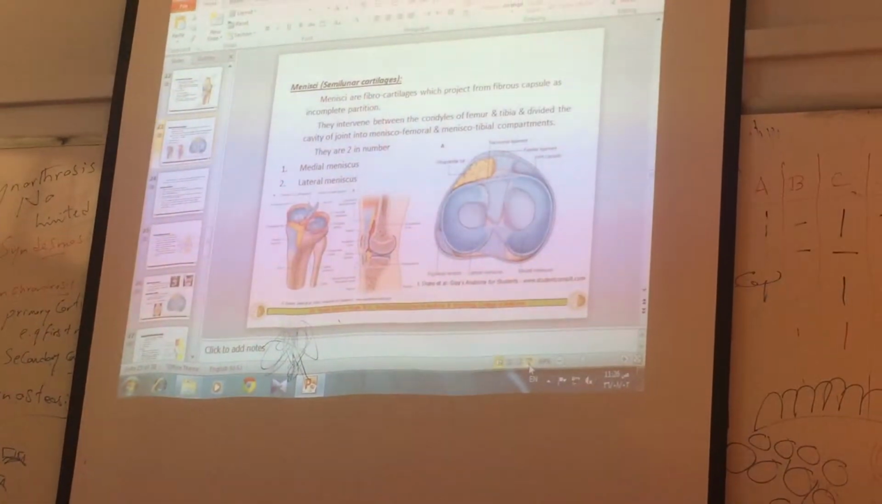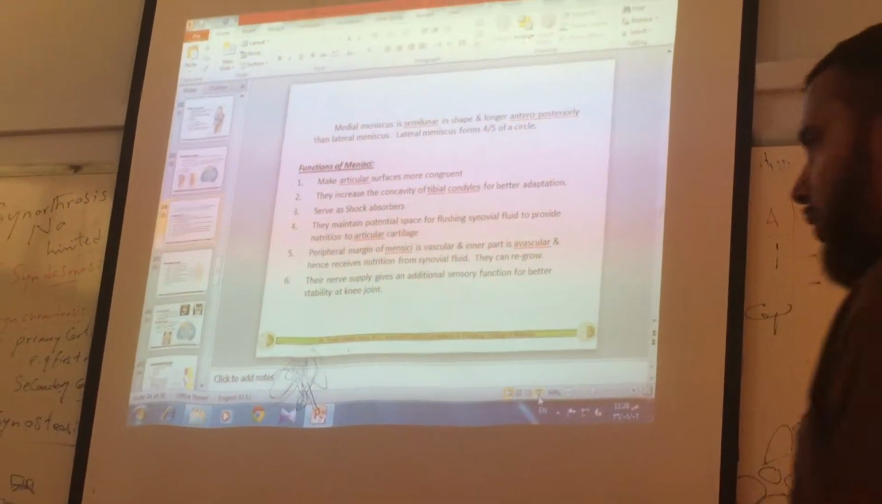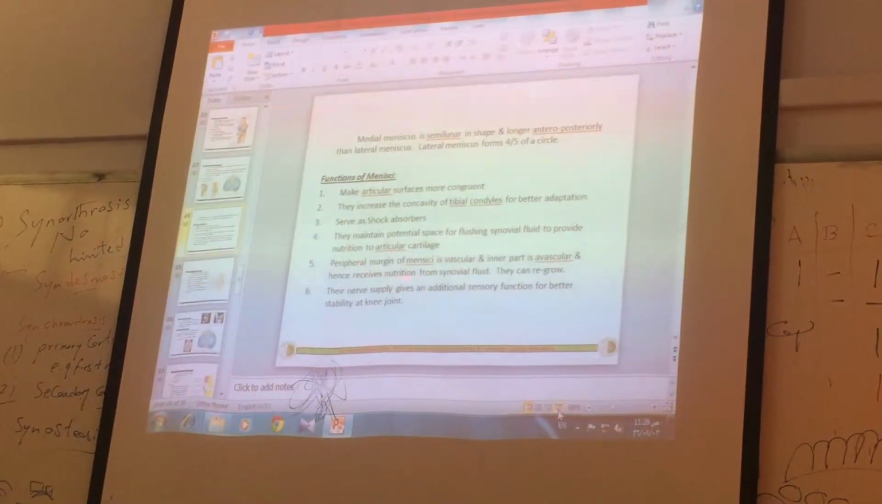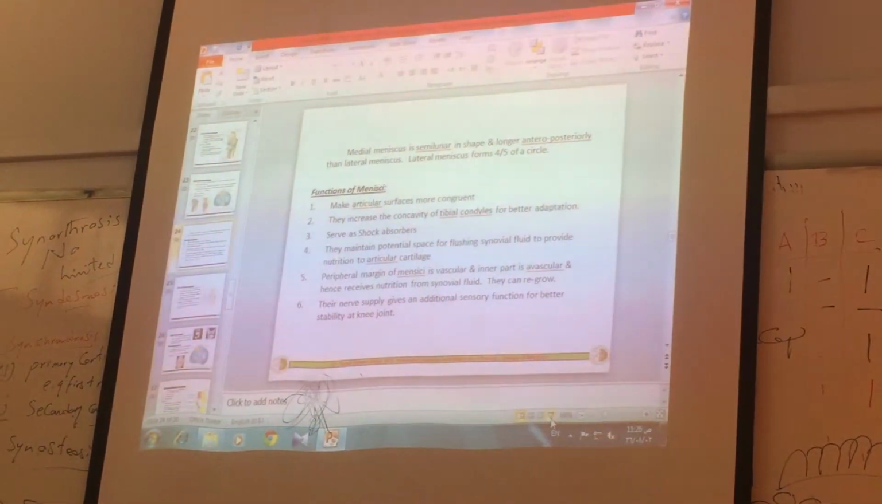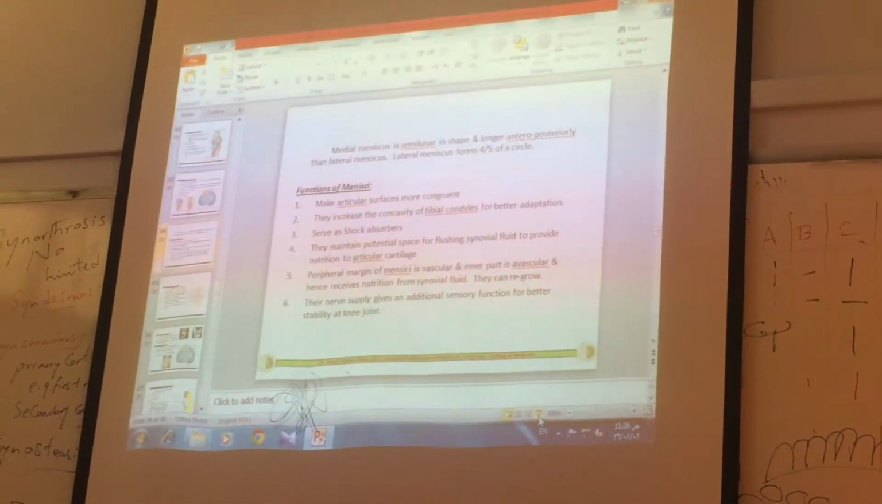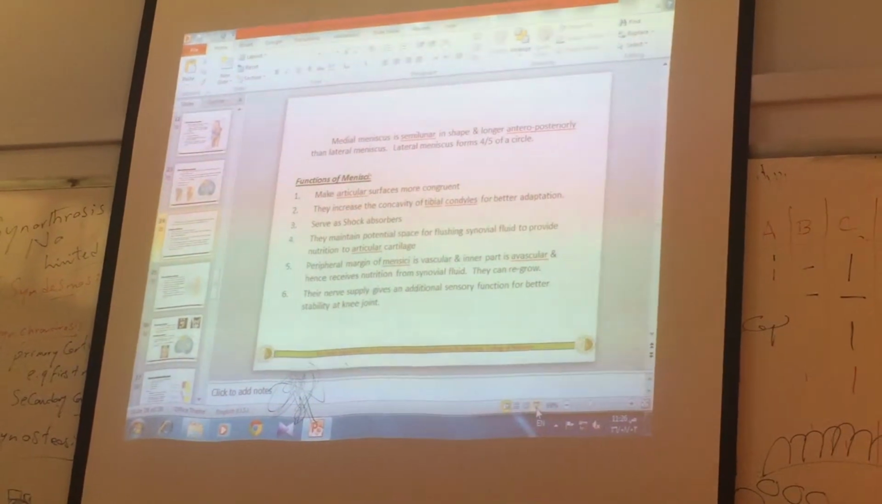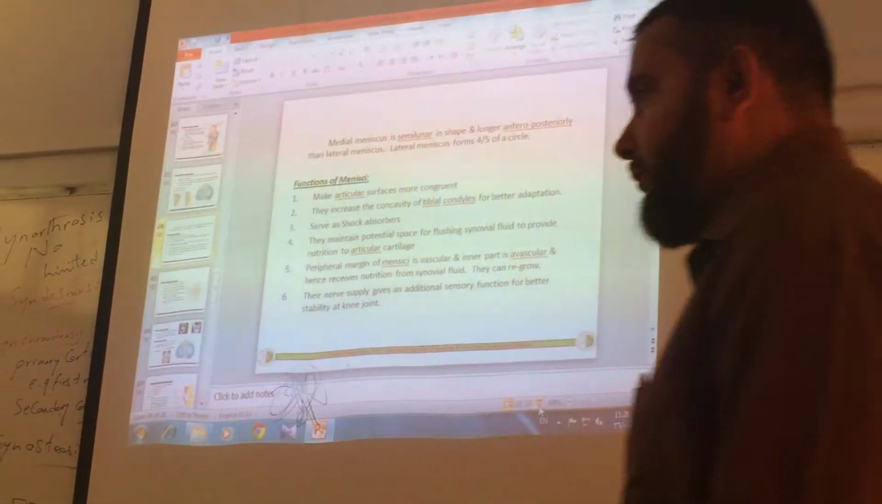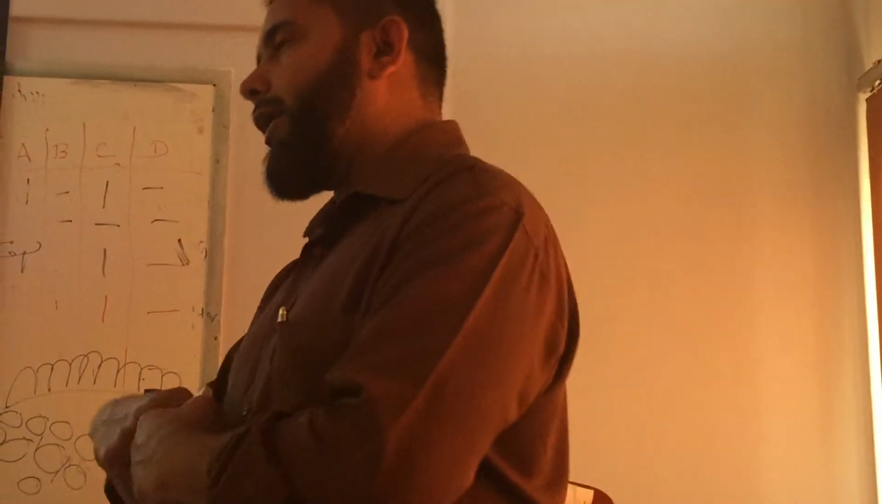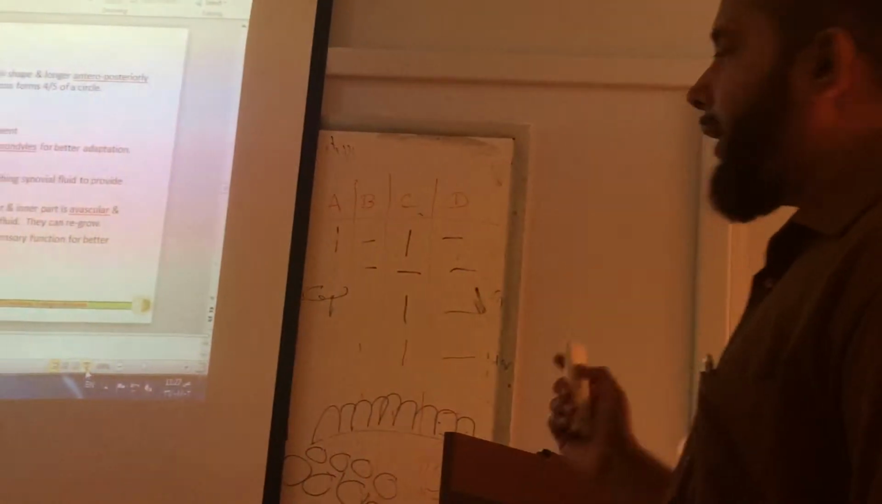These two, medial and lateral menisci, also help in stability. One of the functions is that it makes the articular surface more congruent. Then they increase the cavity of the tibial condyle. As I said, it increases the cavity. What do you mean? Congruent means better space for the articulation of these two bones. So it also increases the cavity.